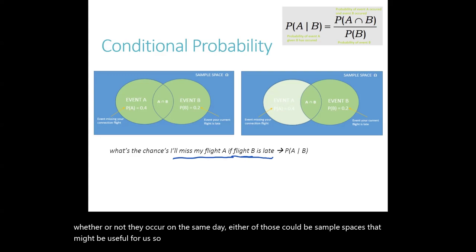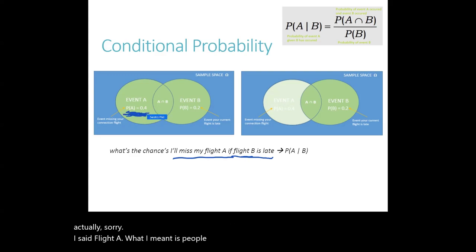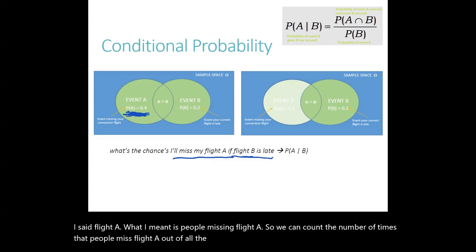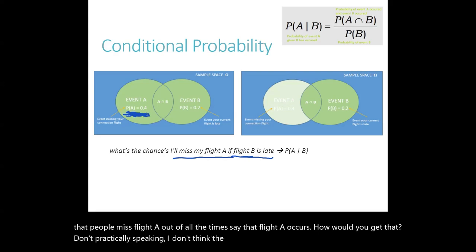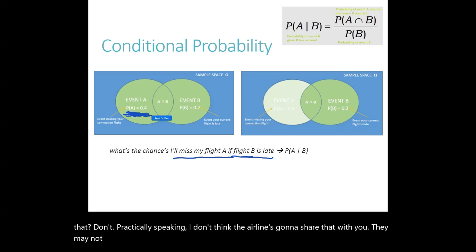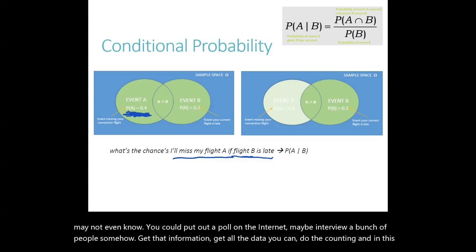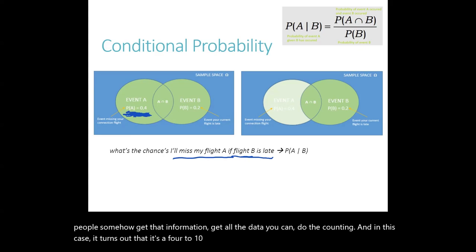So to get the probability of A, we're going to count the number of times, actually, sorry, I said flight A. What I meant is people missing flight A. So we're going to count the number of times that people miss flight A out of all the times, say, that flight A occurs. How would you get that? Well, practically speaking, I don't think the airline's going to share that with you. They may not even know. You could put out a poll on the internet, maybe interview a bunch of people. Somehow get that information, get all the data you can, do the counting. And in this case, it turns out that it's 4 to 10 or 0.4 or 40%.